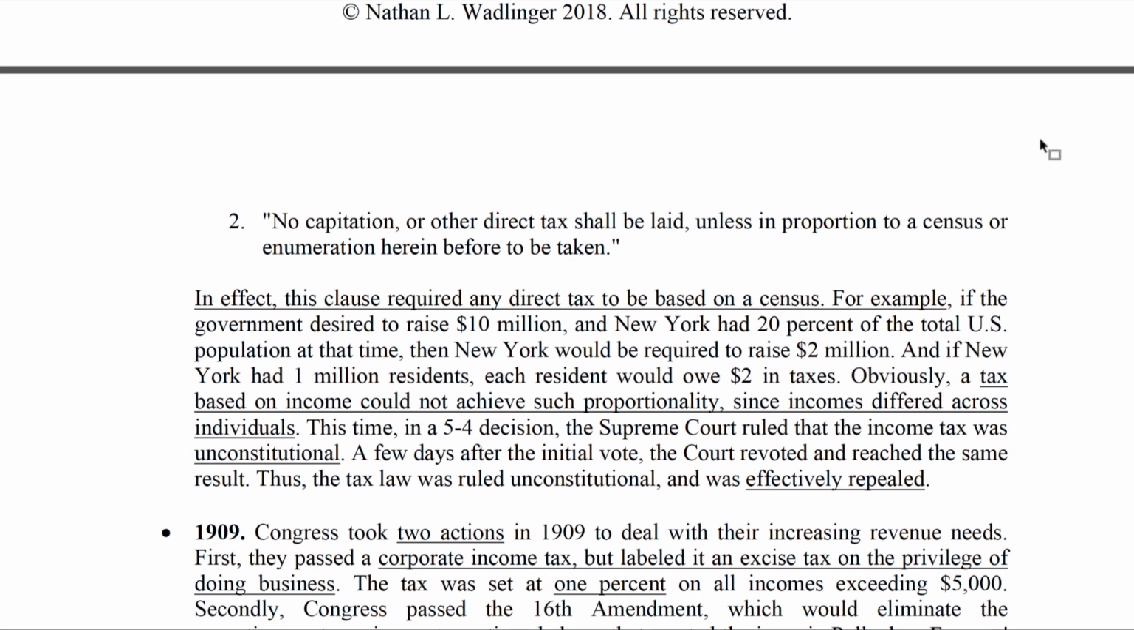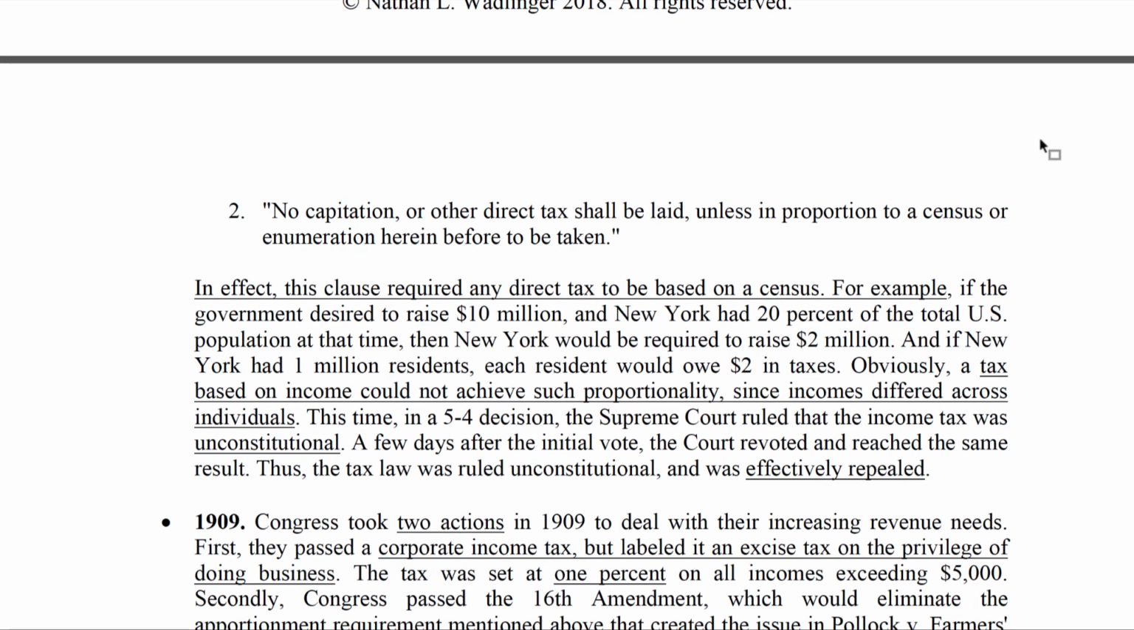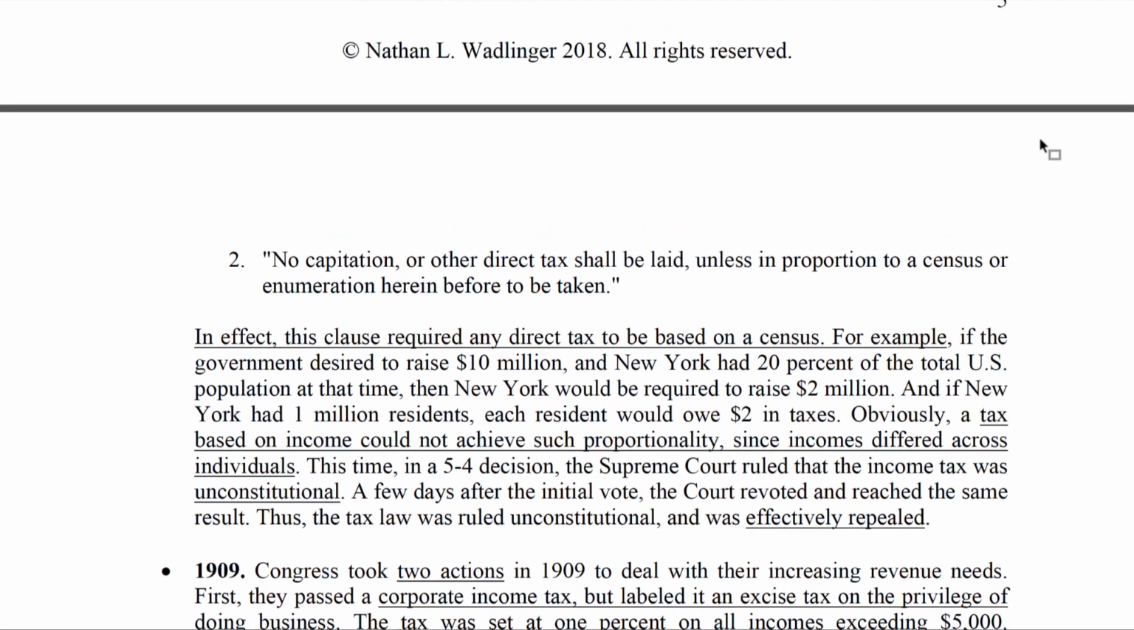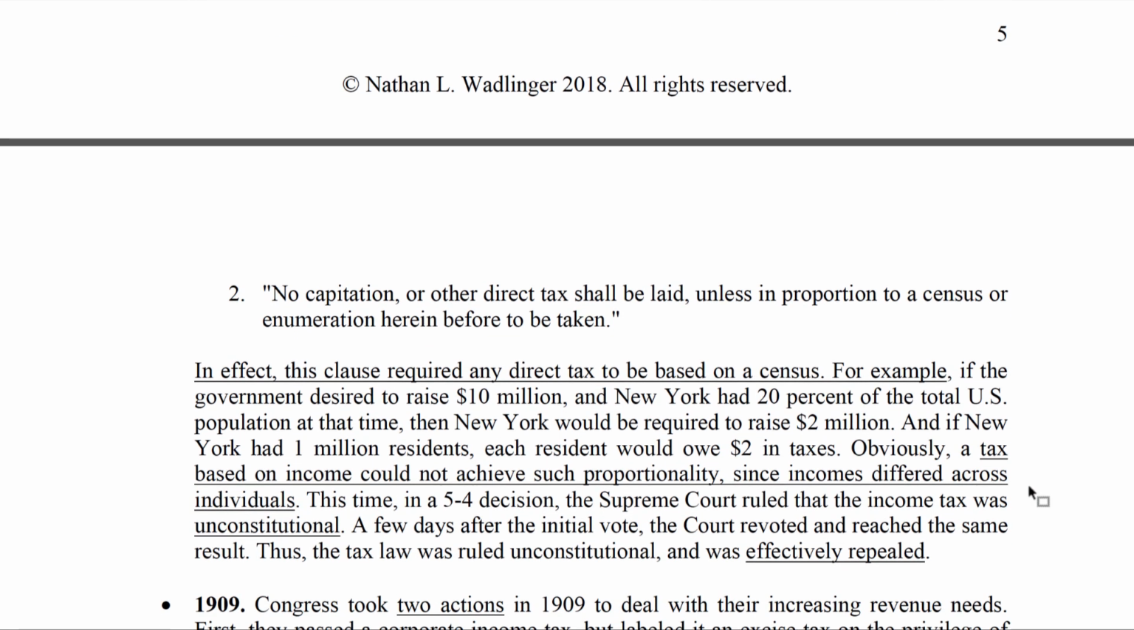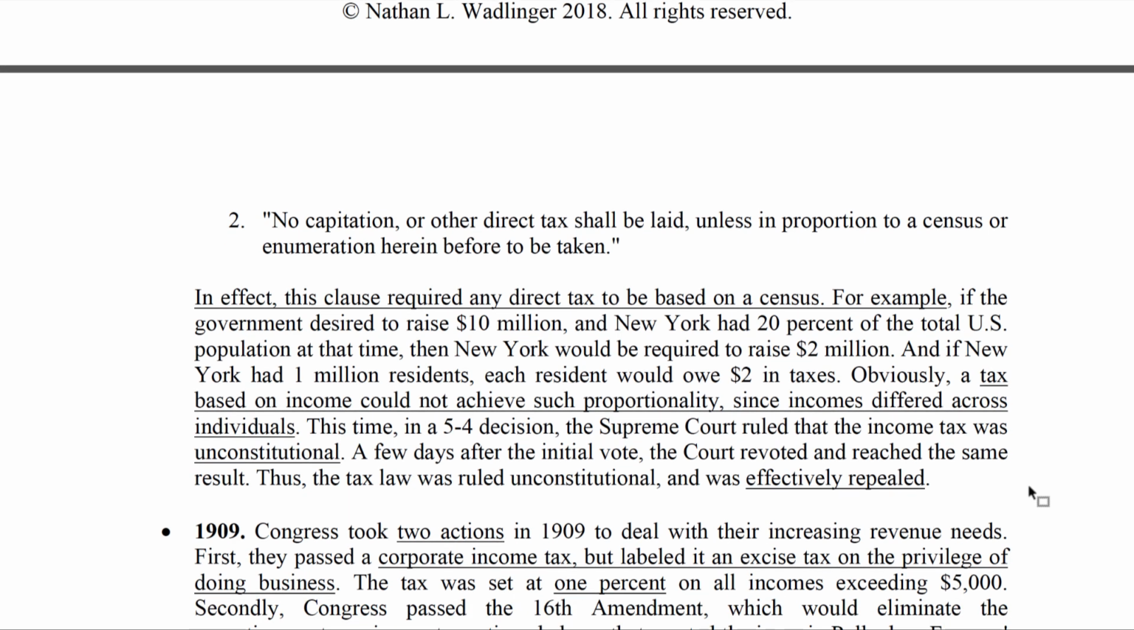So in effect, this clause required any direct tax to be based on the census. For example, if the government desires to raise $10 million from the tax, and New York has 20% of the total population at the time, which it probably did, then New York will be required to raise $2 million, right? Because again, it's a focus of the proportion to a census based on how many people live in the state. Now, we don't have that today on the income tax, right? Because obviously larger states like California, Florida, New York would basically have to pay a percentage of the total population, and then that state would make up a percentage, right?